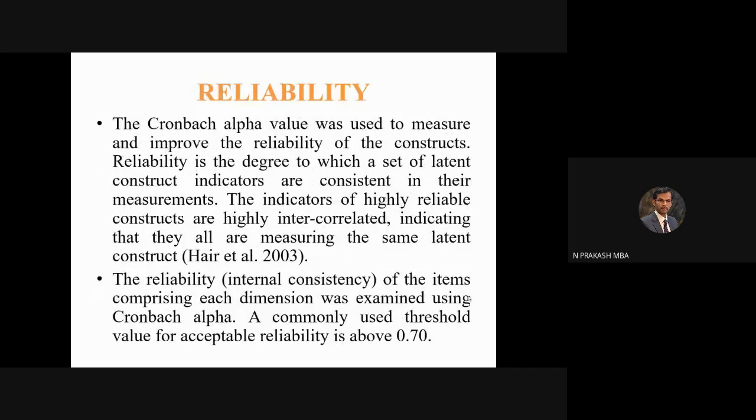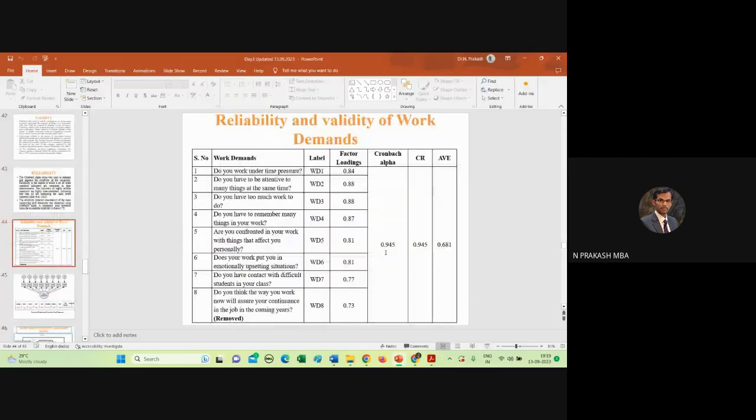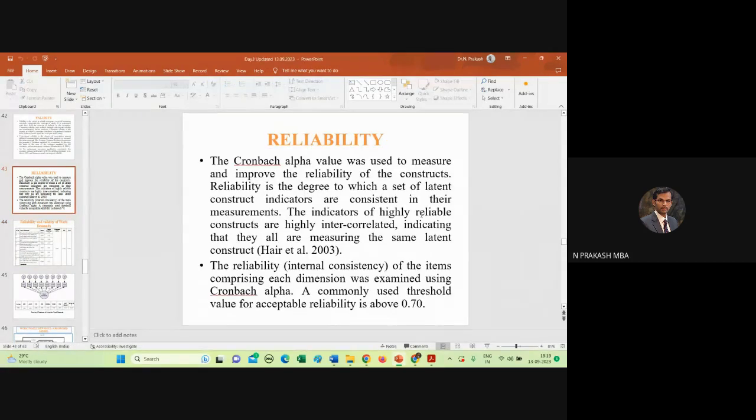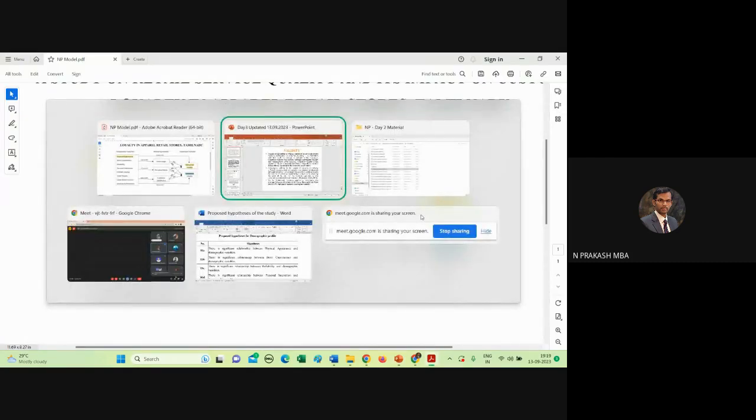So how do we do validity and reliability? Reliability, we already said, will be done through Cronbach's alpha using SPSS. But validity is done through CR and AVE. CR is construct reliability and AVE is average variance extracted. I will give you a small example.